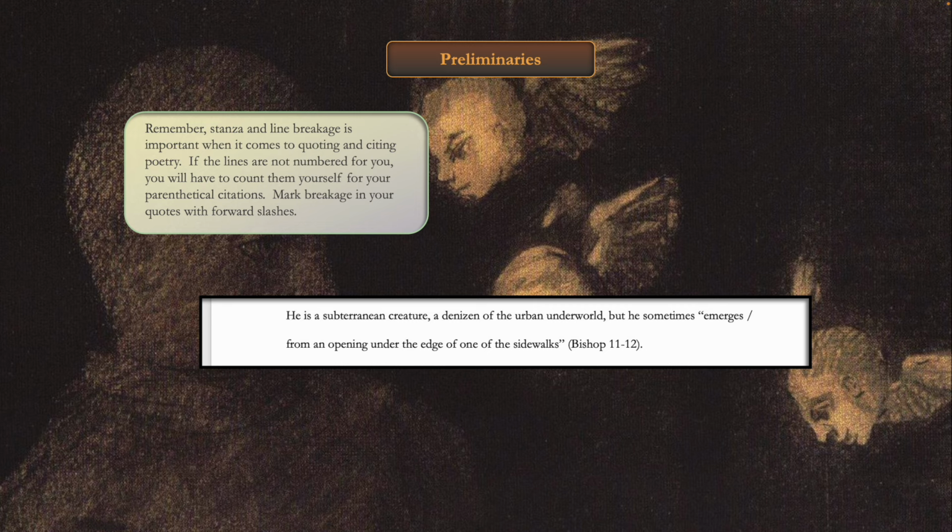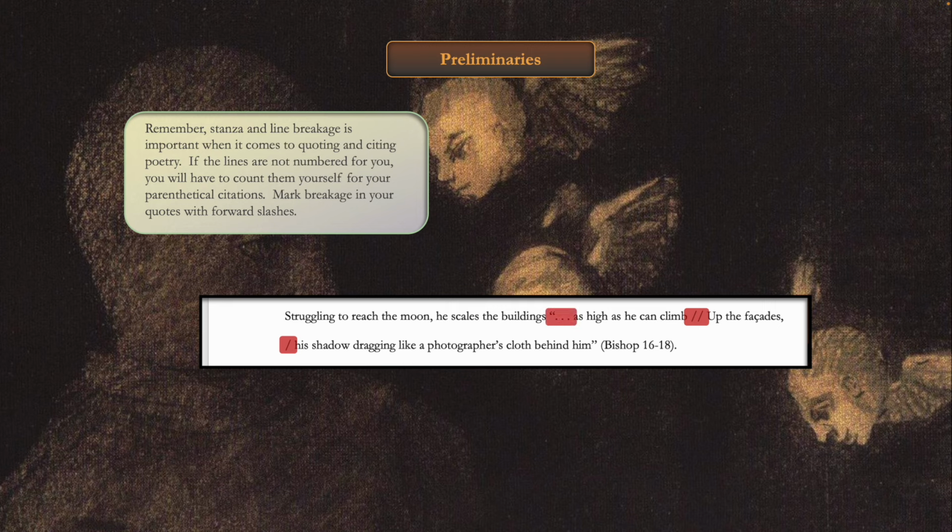Here's another quotation. This one is also just integrated into a sentence, and you can see the forward slash there indicating the line break, and then my parenthetical citation for it at the end. Here's another one. This one's different. I include the double slash mark, which indicates a stanza break. And then the regular forward slash indicates the line break.